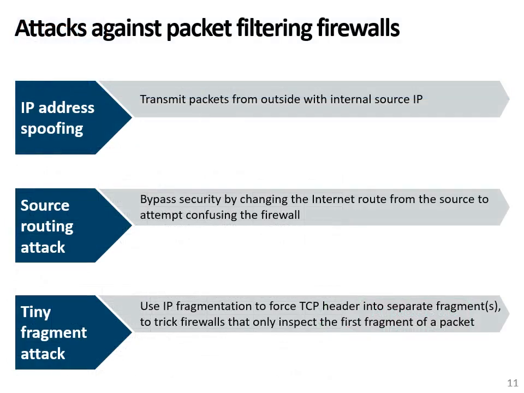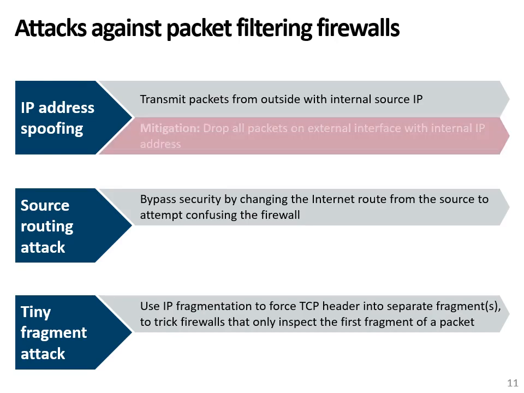Let's take a look at some attacks that are used against packet filtering firewalls. The first one is IP address spoofing. In this case, an attacker will use a fake address as a source IP address of the packet. This is usually not checked, so an attacker could, for example, use an internal source IP address to make the firewall think that the traffic actually comes from the internal network.